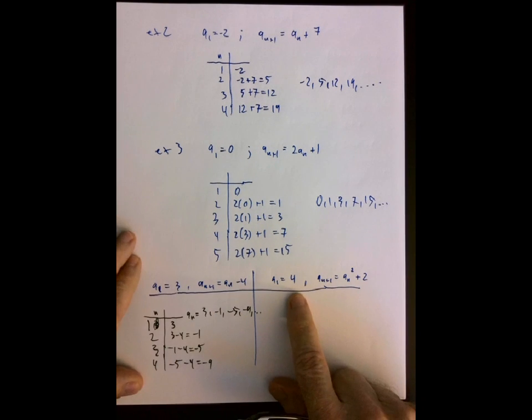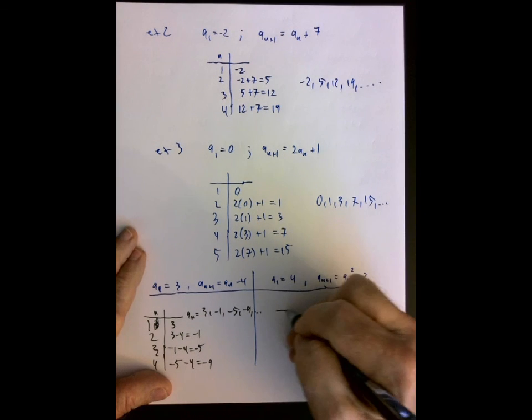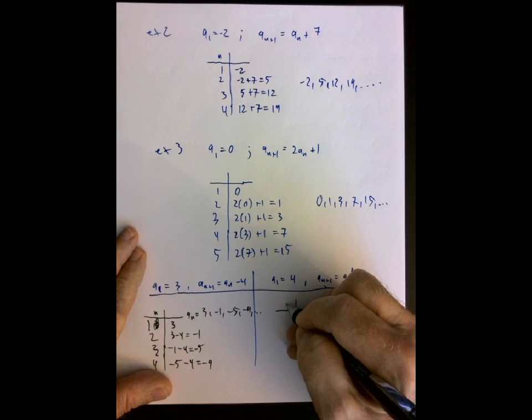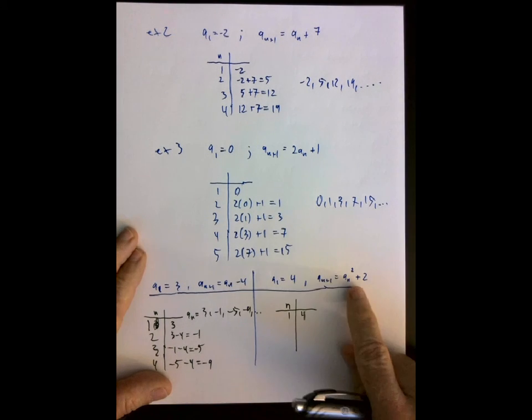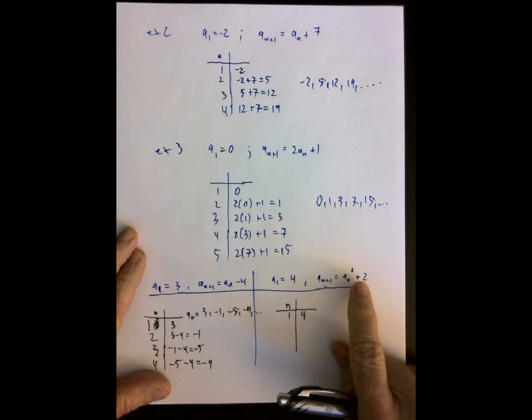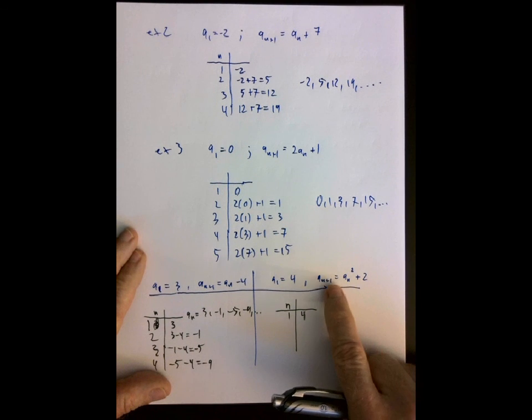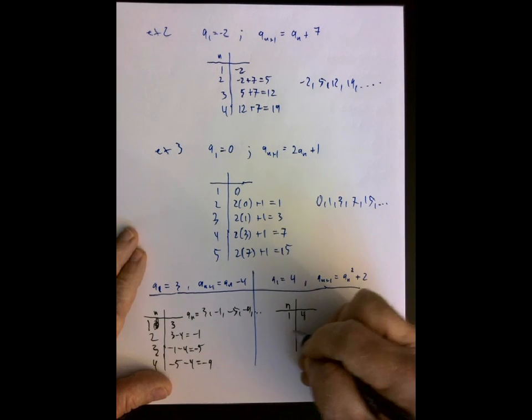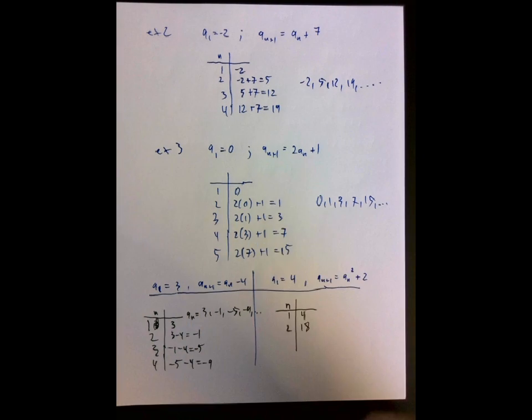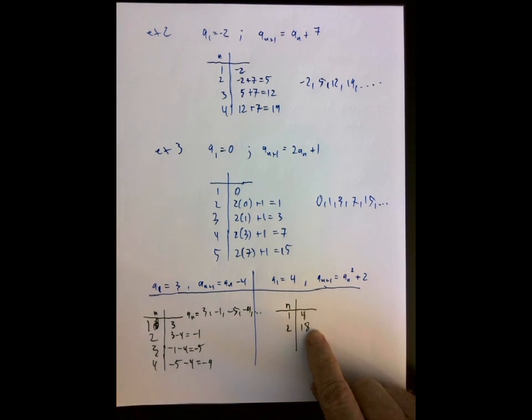Okay, this sequence here starts with 4, right? So the first term is 4, but then each subsequent term is generated using this formula. So the second term would be 4 squared plus 2. So 4 squared is 16 plus 2 is 18. So the second term is 18. I'm not going to need my calculator for this.